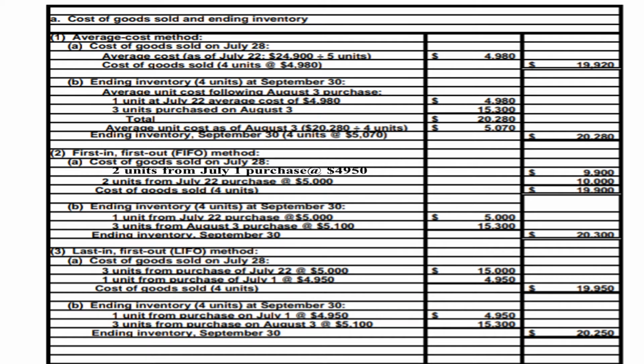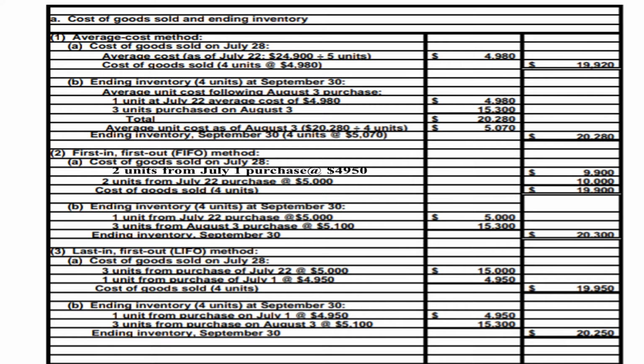First of all, one unit at July 22nd, average cost of which was 4,980. Three units purchased on August 3rd were 15,300, and the total cost is now 20,280. Divided by 4, we'll get 5,070. This is the average cost of the units at the time when we are closing down or moving to another period, and this time the ending inventory can be derived from 4 multiplied by 5,070, and the total ending inventory value is 20,280.